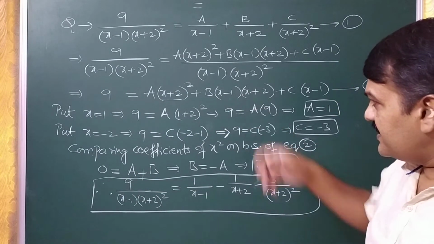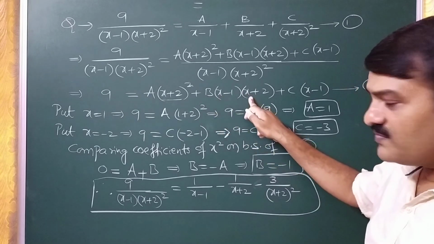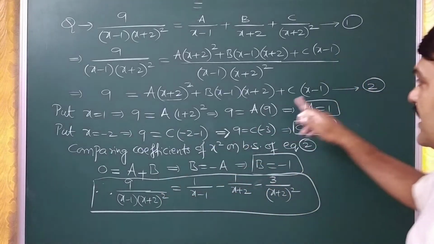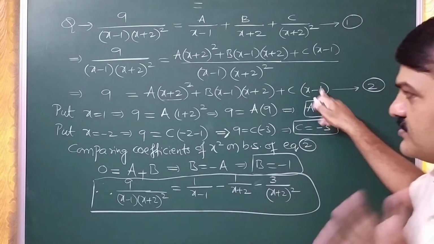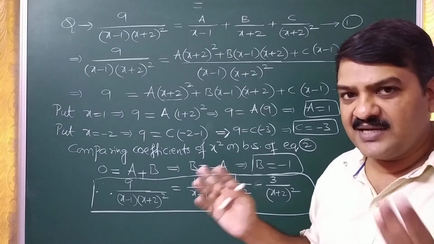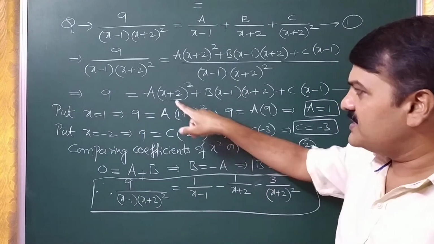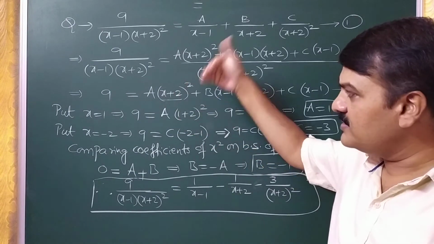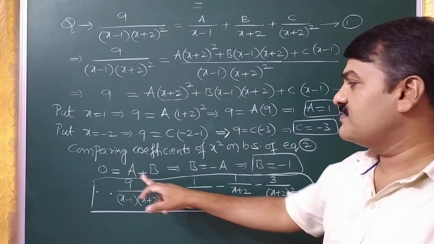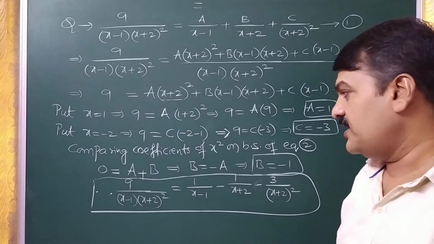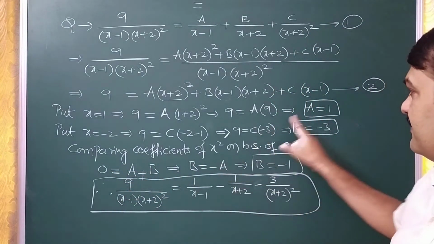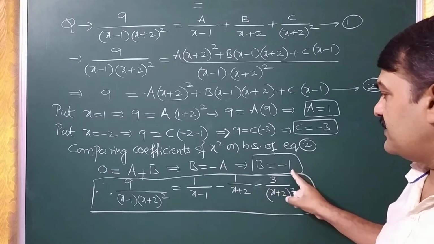When you simplify B into x, you will get Bx square, so the coefficient of x square is B. And here there is no x square. So I directly wrote the x square coefficient, here A and here B. If you cannot write that easily, just simplify: write x plus 2 whole square in full form, multiply these two, and then you can find the x square coefficient easily. So A plus B is equal to 0, that means B is equal to minus A. Already we got A here, so B is equal to minus 1.